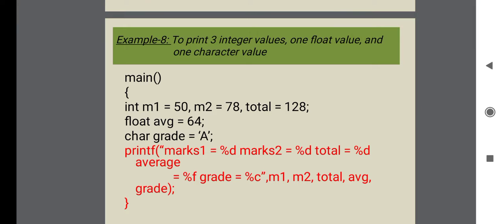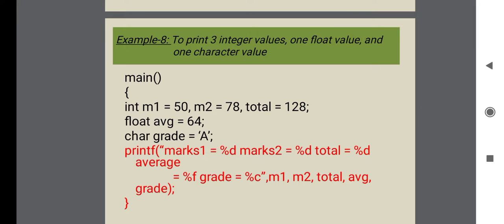So when we come to marks 2, marks 2 is also not a format specifier or escape sequence. It will print on the monitor. Space is also not, so it will print on the monitor. Equals is also not a format specifier or escape sequence. It will print on the monitor. Here the %d is a format specifier. In place of format specifier, the corresponding value will be printed. What is the corresponding value here? m2. What is the value of m2? 78. So in place of %d, 78 will be printed. So what will be printed on the monitor? Marks 2 is equals to 78.